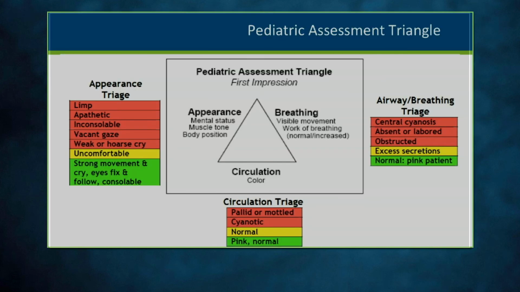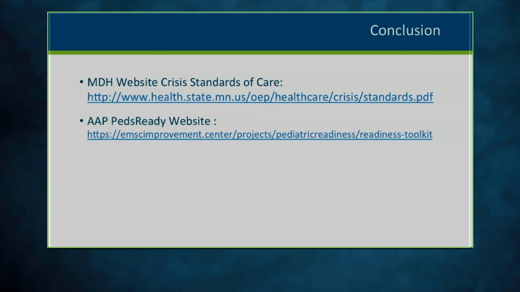This is the Pediatric Assessment Triangle, an easy method for determining which children are sick and which are stable. By a quick glance at the patient's appearance, breathing, and color, you can determine if emergency intervention is needed. In conclusion, this module should make you aware of the pediatric aspects of crisis standards of care and the unique characteristics to be aware of when dealing with children in a time of crisis.